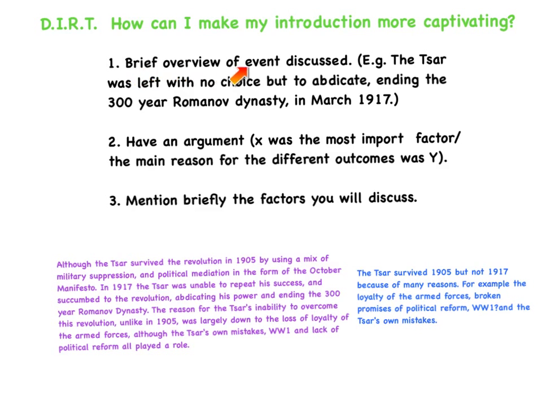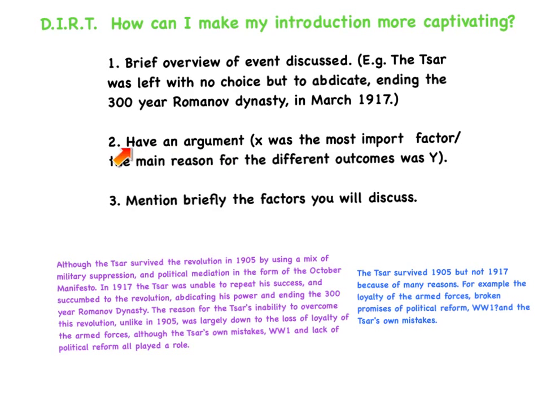Number one, make sure you give a brief overview of the event you're going to discuss. So, for example, if you're talking about the difference between the 1905 and 1917 revolution outcomes, you could start with something like, the Tsar was left with no choice but to abdicate, ending the 300-year Romanov dynasty in March 1917, despite his ability to overcome revolutionary problems in 1905. You've briefly introduced the event you're going to discuss. Don't try and write a whole story about everything that you know about the event, but a brief sentence or two sentences to introduce the topic.